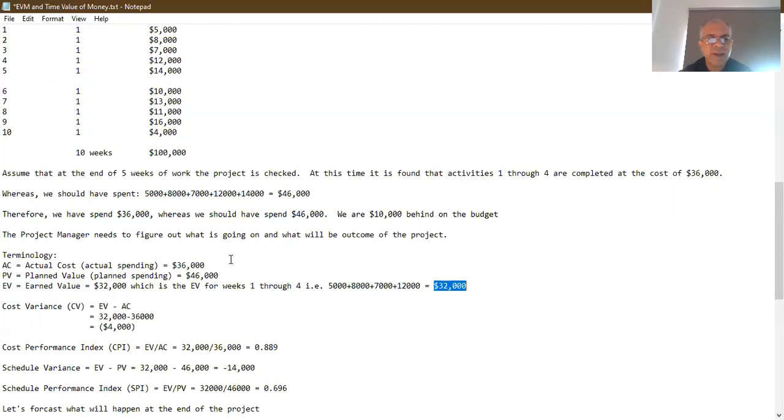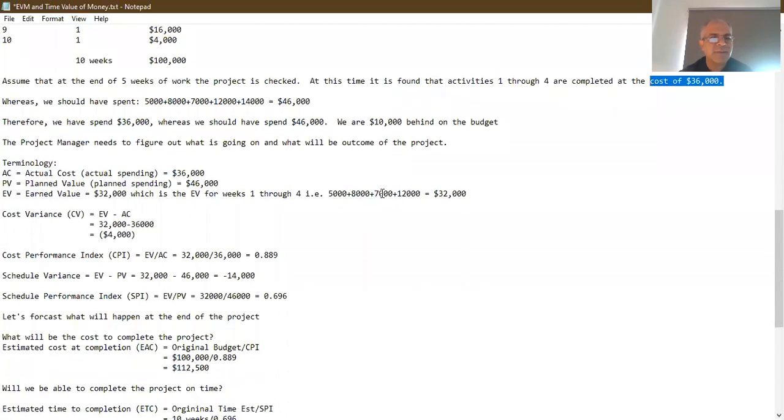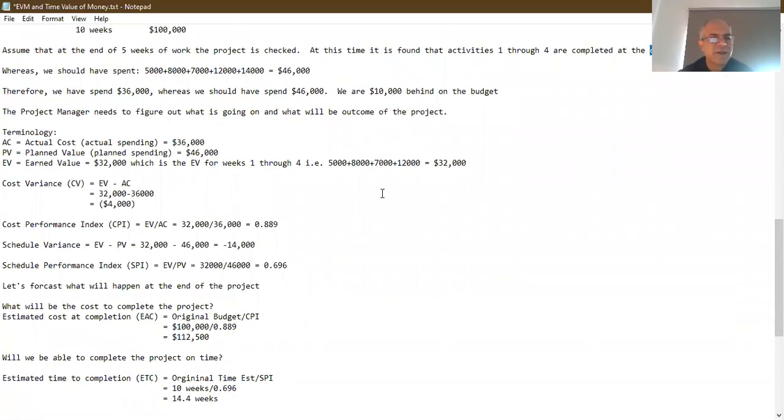And how much have we actually spent for earning that $32,000 worth of value? We have spent $36,000, and that's an assumed figure that we're taking from our problem. So now the next step is to figure out our variance.